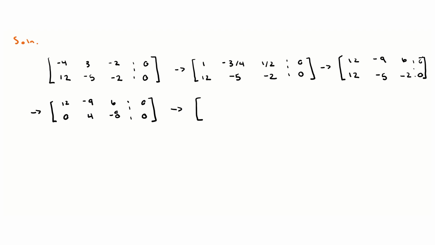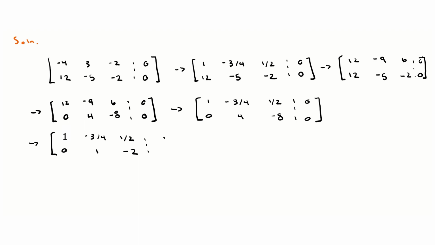And then I'm going to divide my top row by 12. Now I'll also divide my bottom row by 4. And then multiply my bottom row by 3/4.